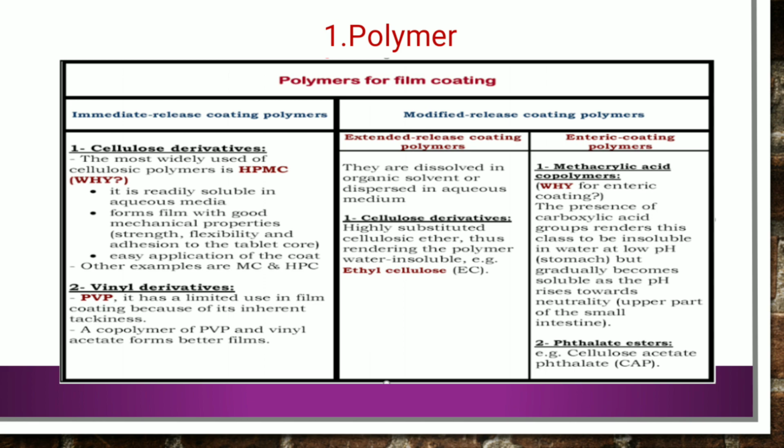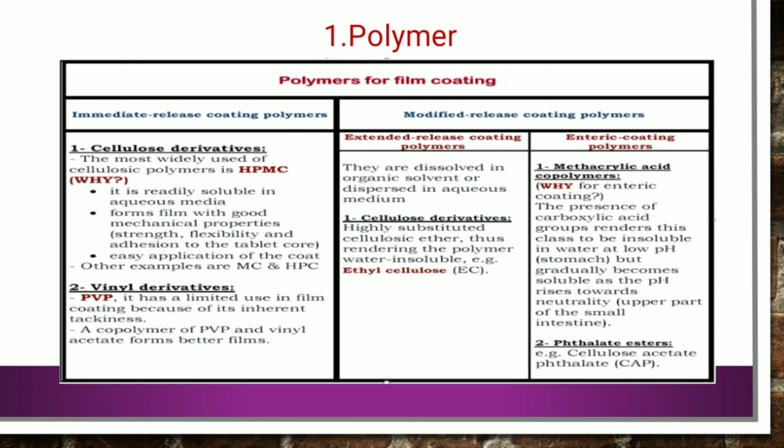For immediate release coating polymer, generally cellulose derivatives like HPMC are widely used. It is used because it is readily soluble in aqueous media. It forms a film with good mechanical properties, that is strength, flexibility, and adhesion with the tablet core, and it is easily applicable as a coat. Other examples are HPC or MC.